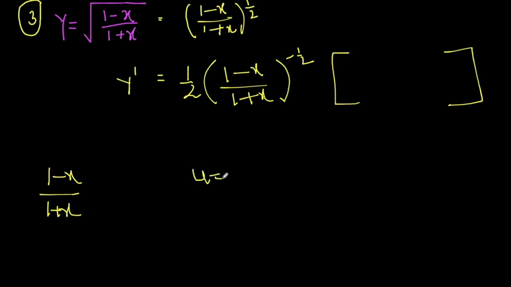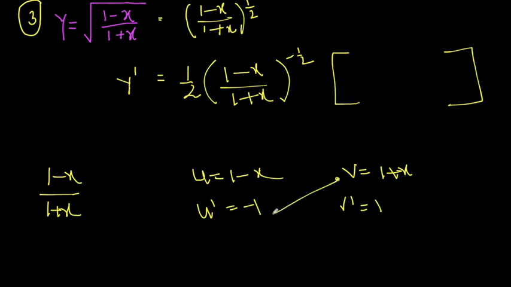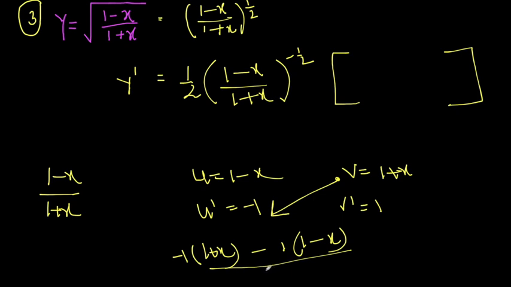So write u is equal to 1 minus x and v is equal to 1 plus x, and u dash will become minus 1 and v dash will become 1. And we know that we used to do the cross multiplication like this. So 1 plus x minus 1 minus 1 plus 1 minus x, and everything gets divided by 1 plus x whole square.